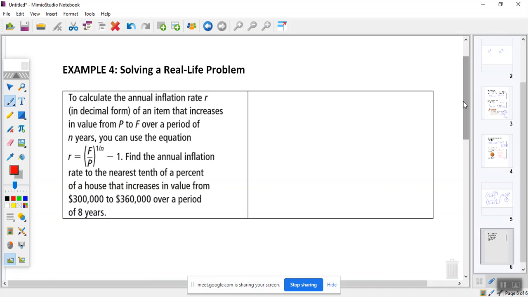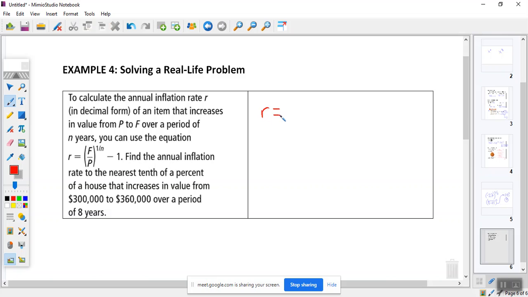R equals F over P, to the 1 over n power, minus 1. Okay, it says find the annual inflation rate to the nearest 1/10 of a percent of a house that increases in value from, okay, what did it start out as? And then over time it went up to a value of, and how long did it take that time to appreciate? 8 years. Okay, we need to plug in stuff. So we've got to find this annual inflation rate, R.